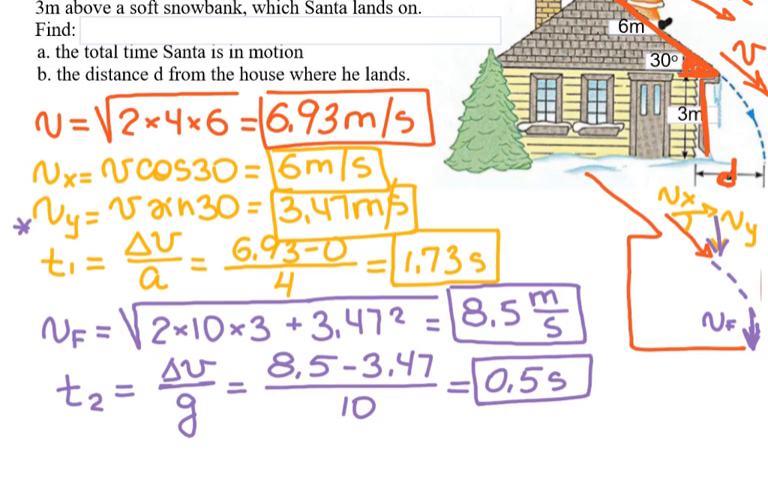So the total time when they ask you, let me change to a different color here, I'm going to do it in blue. The total time Santa is in motion is the sum of these two numbers. So it looks like it's going to be 223 seconds. Now I have to figure out the distance.